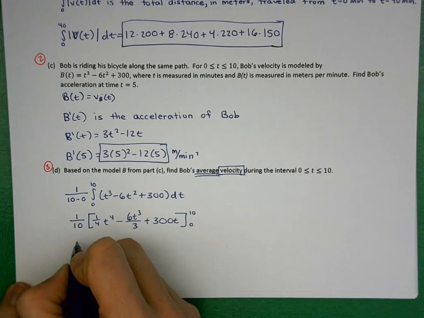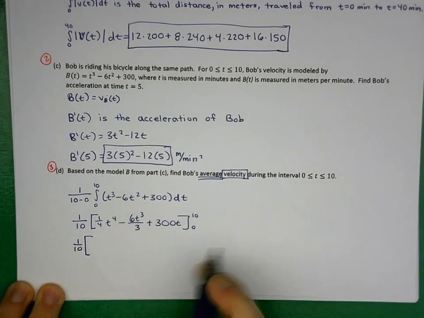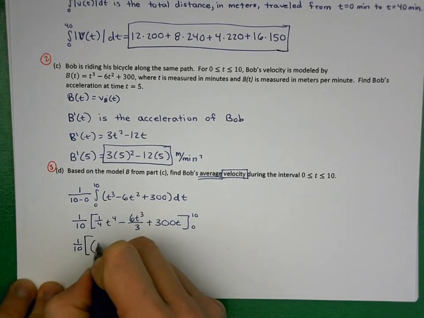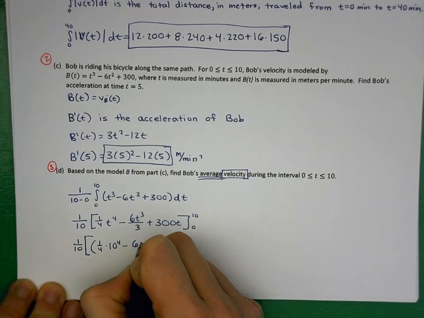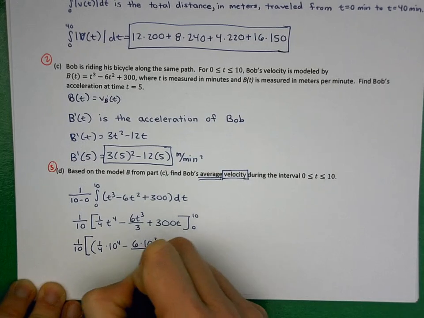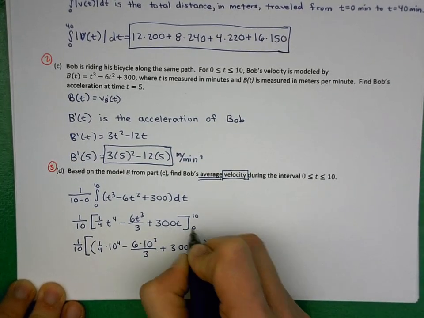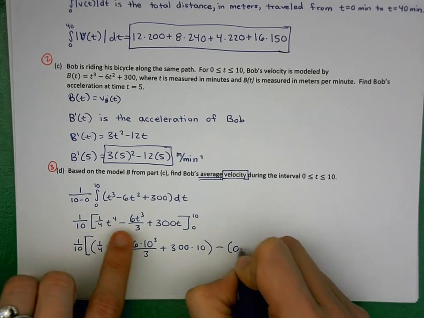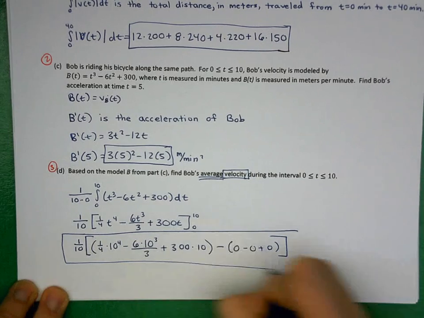Okay, so we have our 1/10 out here. Plugging in our upper would be 1/4 10 to the 4th minus 6 times 10 cubed over 3 plus 300 times 10 minus plugging in the lower, which is 0 minus 0 plus 0. And then I am going to leave it alone because I do not have to simplify.